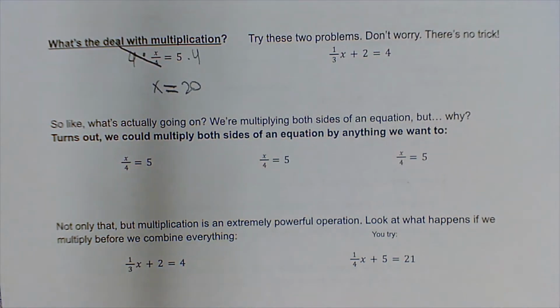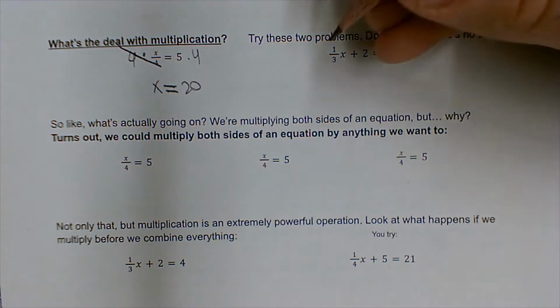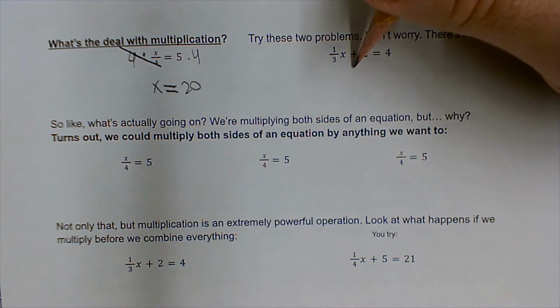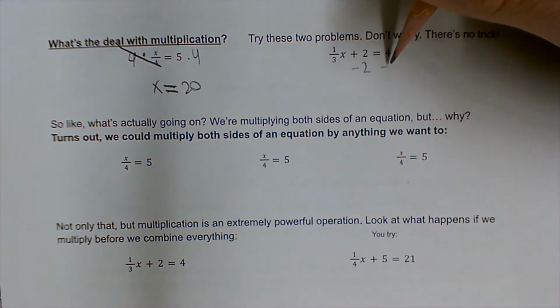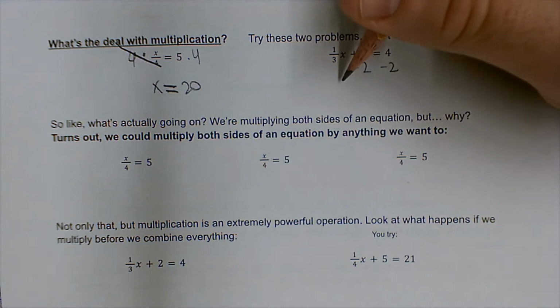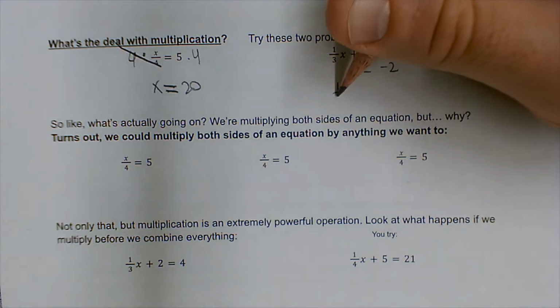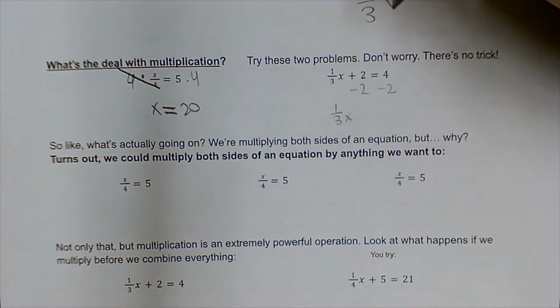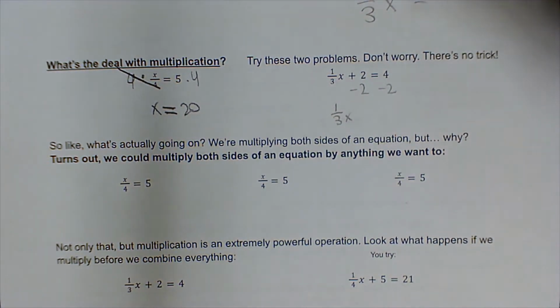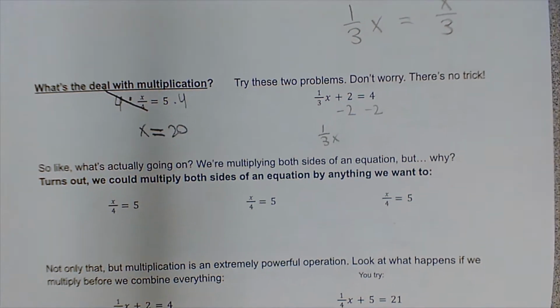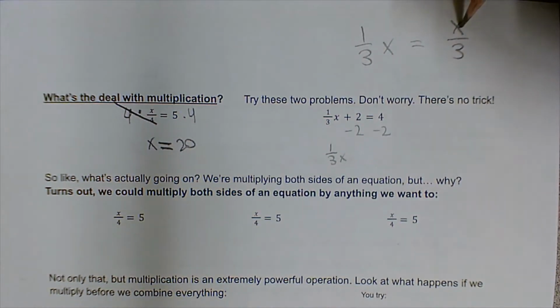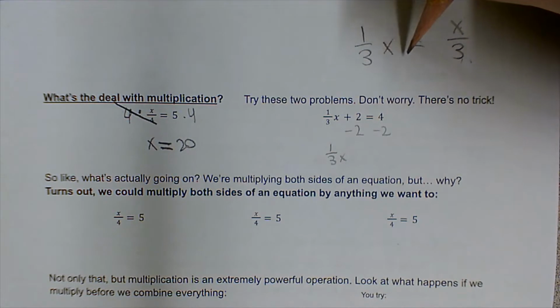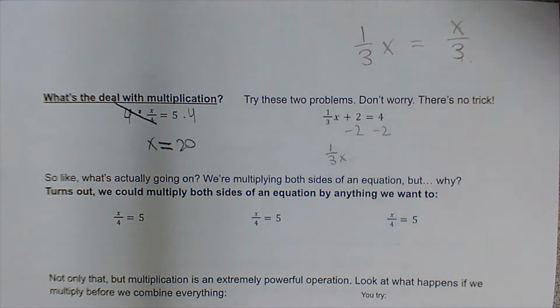Okay, next one up. I want to make sure I get my 2 to the other side first, so I'm going to subtract 2 from both sides. And I find out that 1 over 3 x, and I want to make a note, 1 over 3x is the same thing as x over 3. Having a fraction next to your x and having your x on top of a fraction are the same thing. So when I'm writing 1 over 3x, I can treat it like it's x over 3.